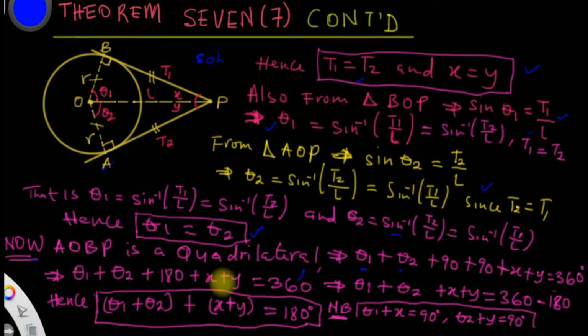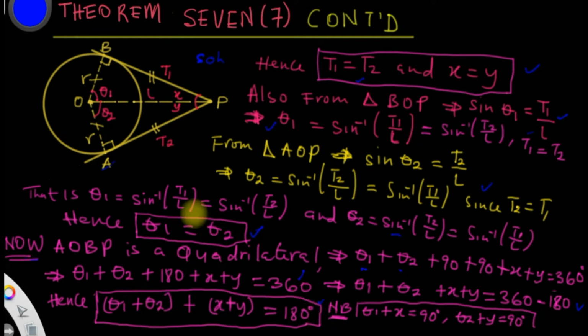Have you seen? So we group like terms, so that the angles are on one side and the numbers on the other. You can say that theta 1 plus theta 2 plus x plus y, then we send 180 to the other side of the equation and it becomes negative. It is equal to 360 minus 180. Then 360 minus 180 is 180 degrees, because 180 plus 180 will give 360. So hence, theta 1 plus theta 2, in brackets, plus x plus y is equal to 180 degrees.